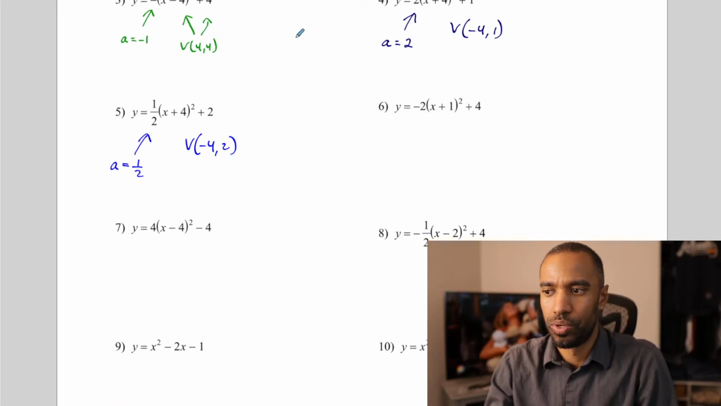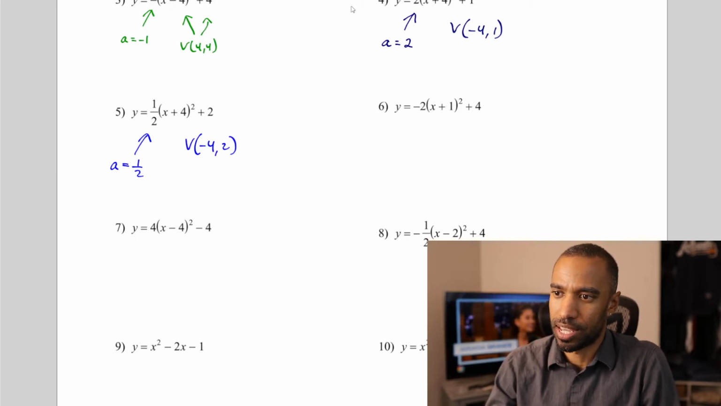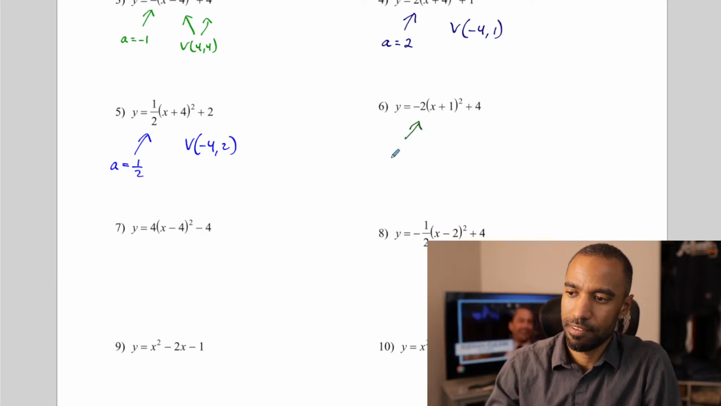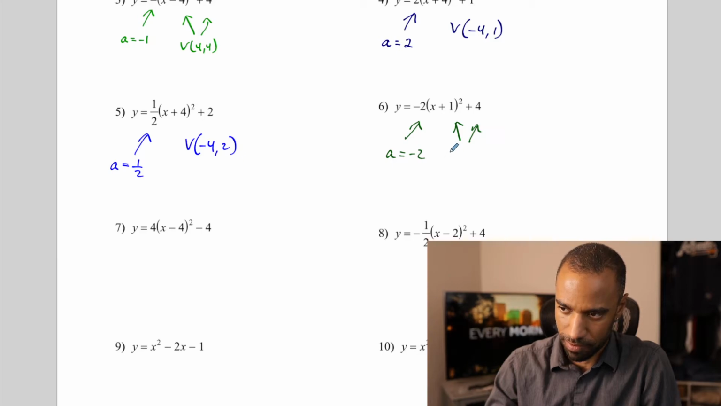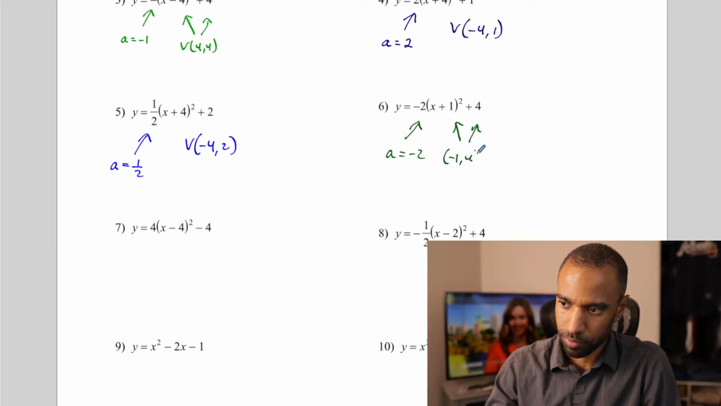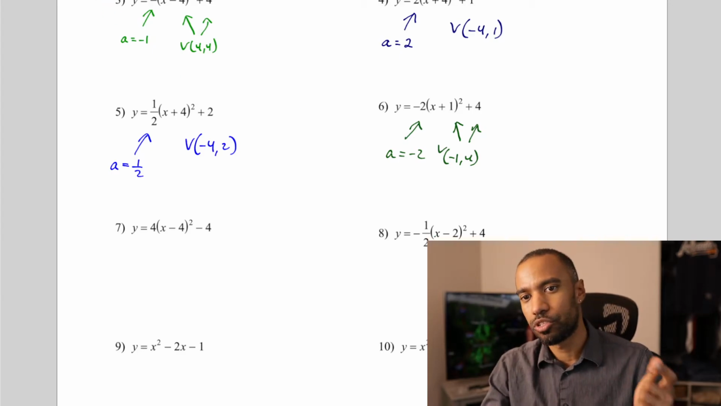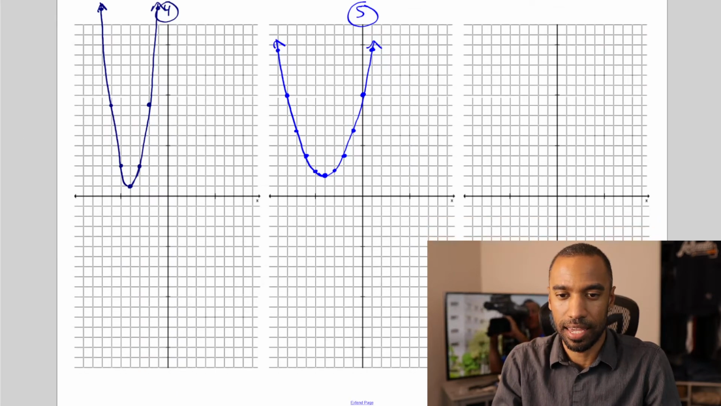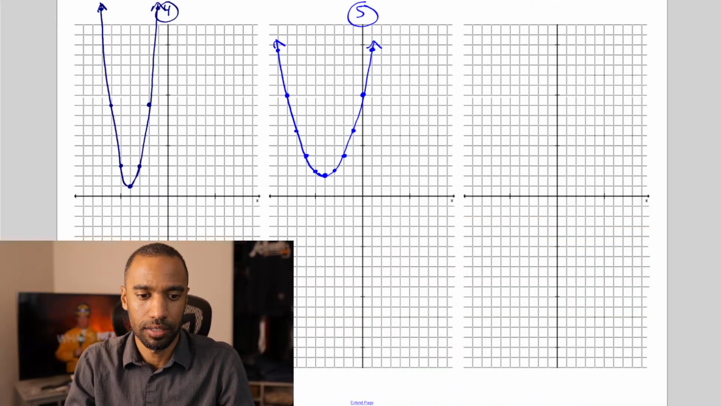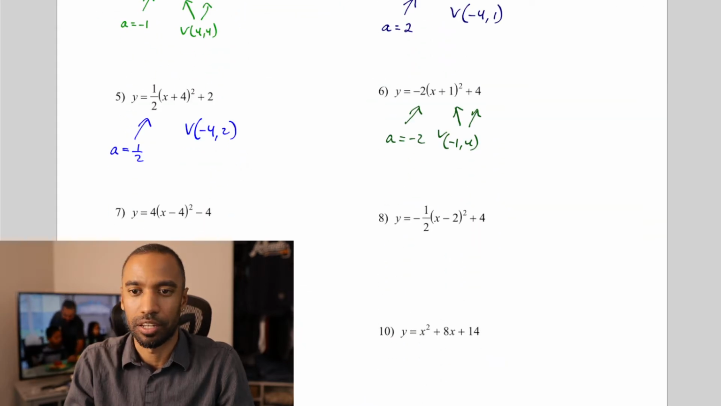y equals negative 2 times x plus 1 quantity squared plus 4. So here on number 6, the a value is negative 2. The h value is negative 1. The k value is 4. That's our vertex. Negative 1 comma 4. And this is negative 2. So negative 2 means doubling the height, but it also means flipping it over. So that means I got to get out of the way right here. So was it negative 1, 4? I forget. I'm sorry. Negative 1, 4.